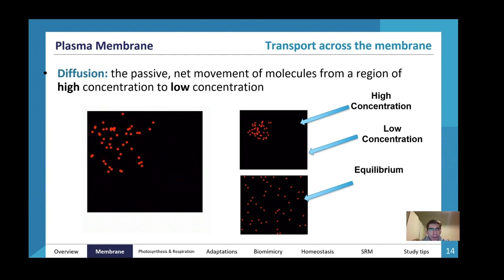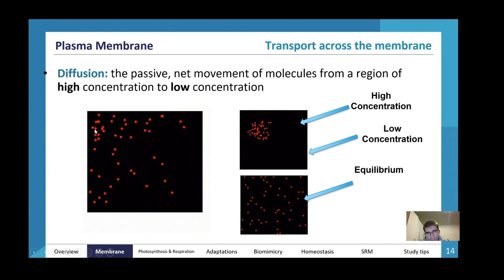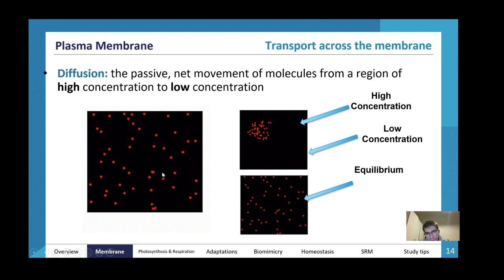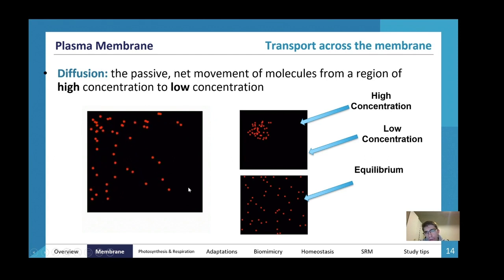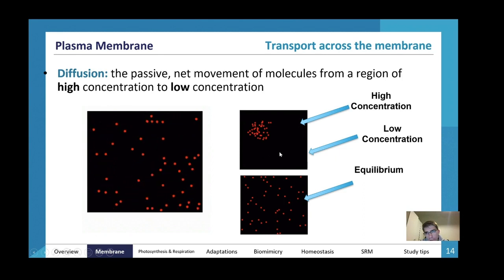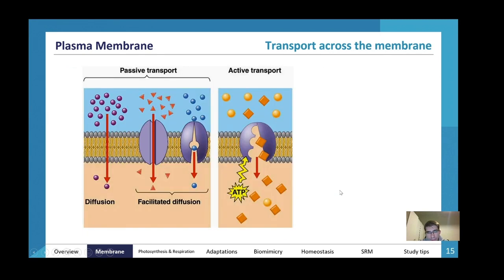So let's start with diffusion, which is the passive net movement of molecules from a region of high concentration to a region of low concentration. So try and focus on the box here. You can see these molecules diffusing out from an area of high concentration to an area of low concentration. It's just because of the random movement of molecules, just by nature, that diffusion occurs. And as you can see, high concentration, low concentration, in equilibrium, they are dispersed everywhere.